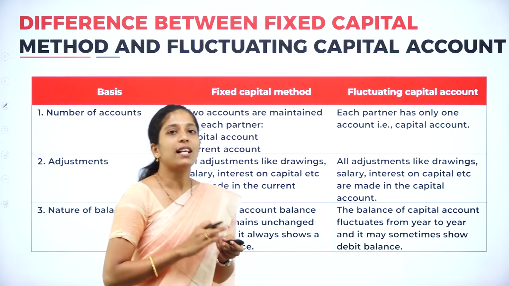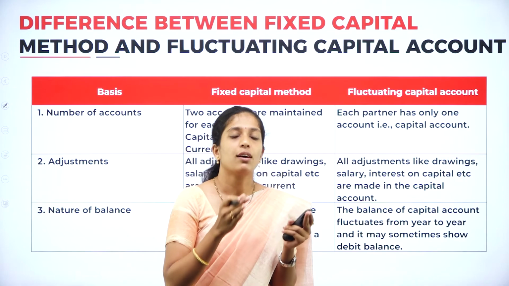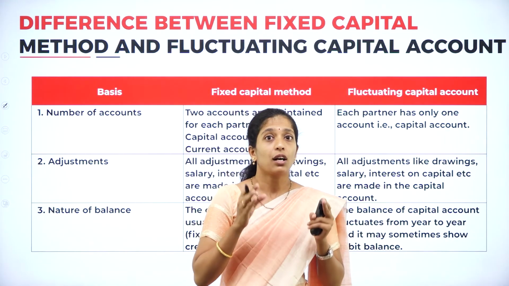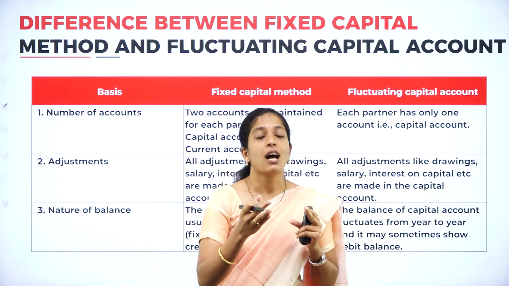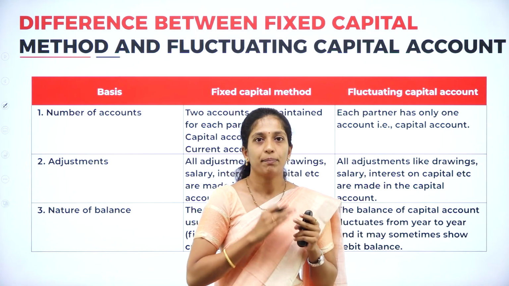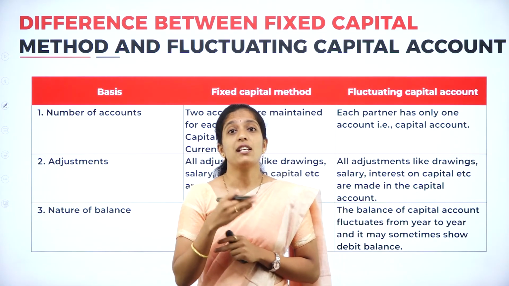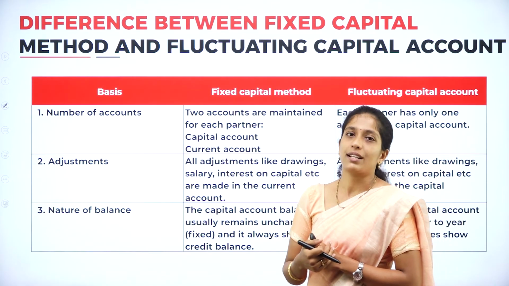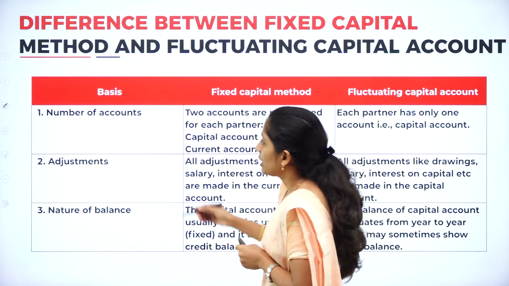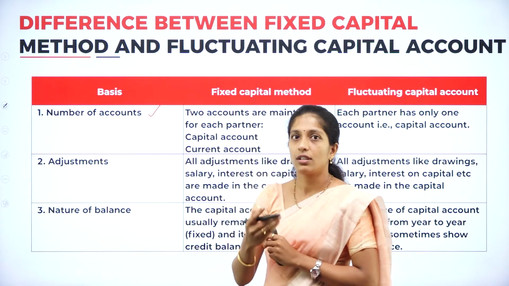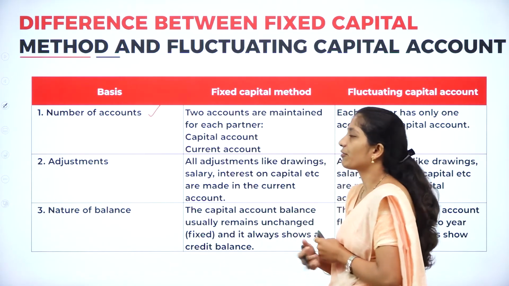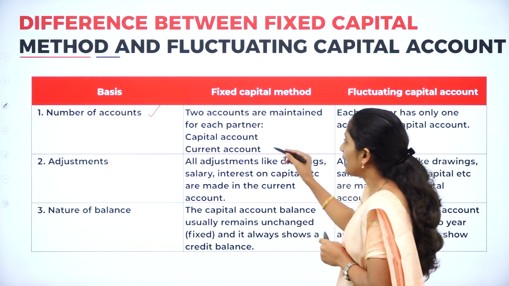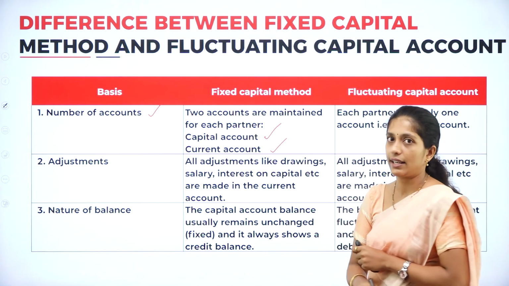Now, the important thing is that you might be clear about both the methods, that is fixed capital method as well as fluctuating capital method. Now you are able to make out the difference between both the methods. Now we shall go through the difference between fixed capital method and fluctuating capital method. Now, on the basis of number of accounts, how many accounts are maintained under fixed capital method? 2, right? 2 accounts are maintained for each partner, that is capital account and current account.